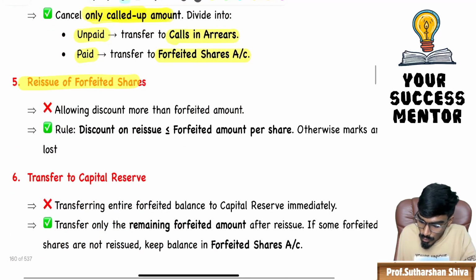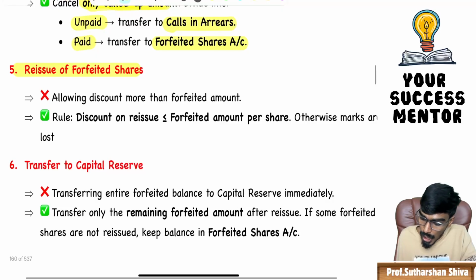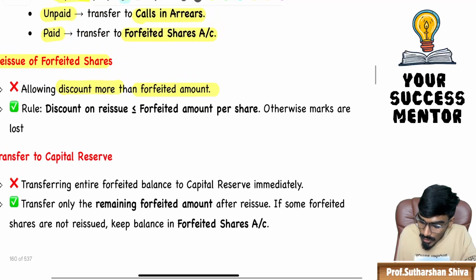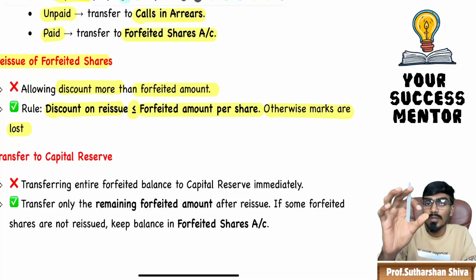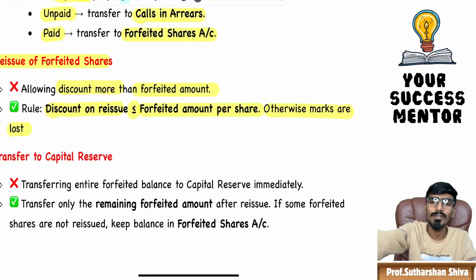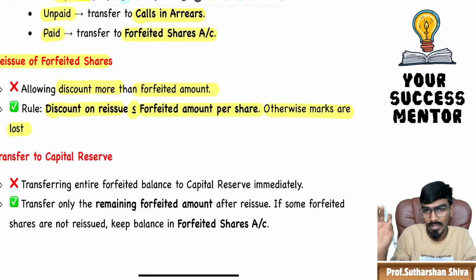When it comes to reissue of forfeited shares, what will you be doing? Allowing a discount more than the forfeited amount should not be done. Okay. Then what you need to do? Discount on reissue should be less than or equal to the forfeited amount per share. Otherwise, you will lose marks. That is nothing but the concept we discussed. Profit on reissue, that is, profit on forfeiture, should not exceed the loss, or loss on reissue should not exceed the profit on the share forfeiture.